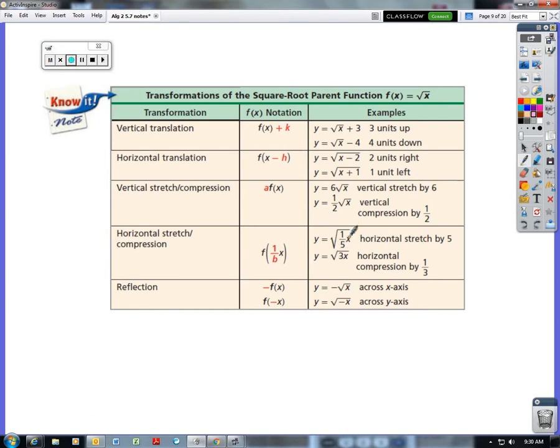Inside the horizontal stretches, you have to do the reciprocal, so a 1/5 is actually a stretch by 5. This is actually a horizontal compression by 1/3. Remember, the negative out front reflects it vertically, which is across the x-axis. And this, because it's inside with the x, you can think of it as a horizontal reflection, which would be across the y-axis.